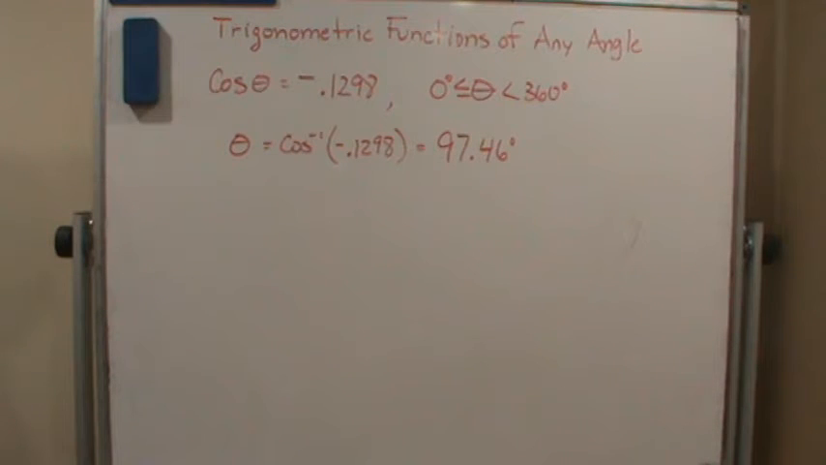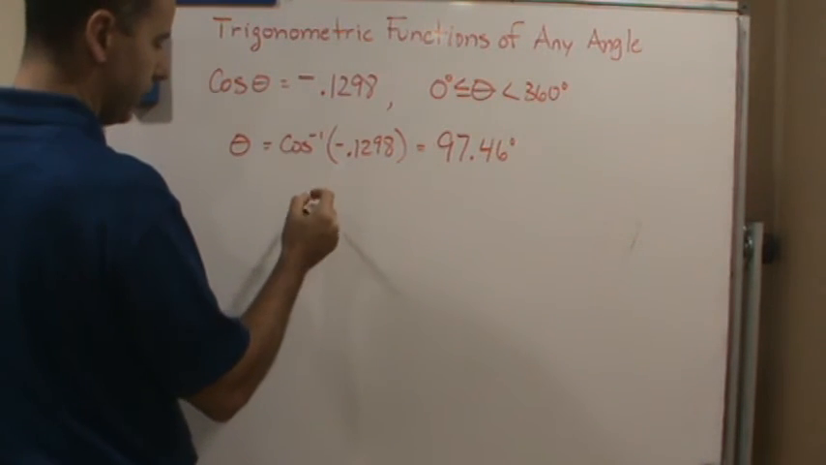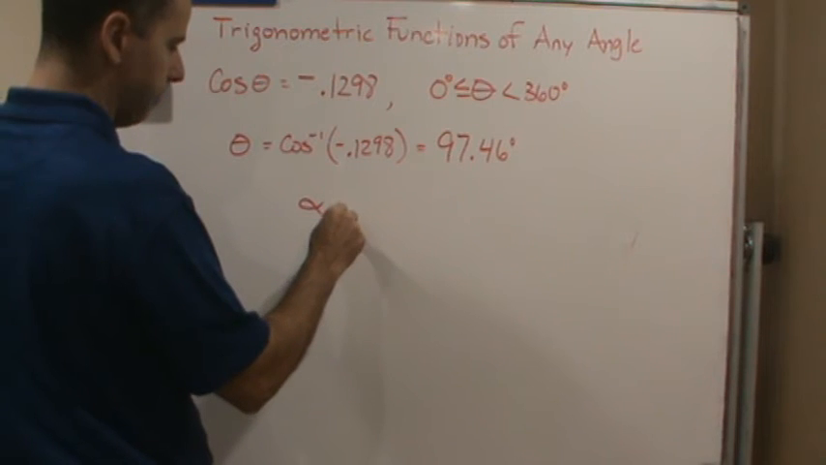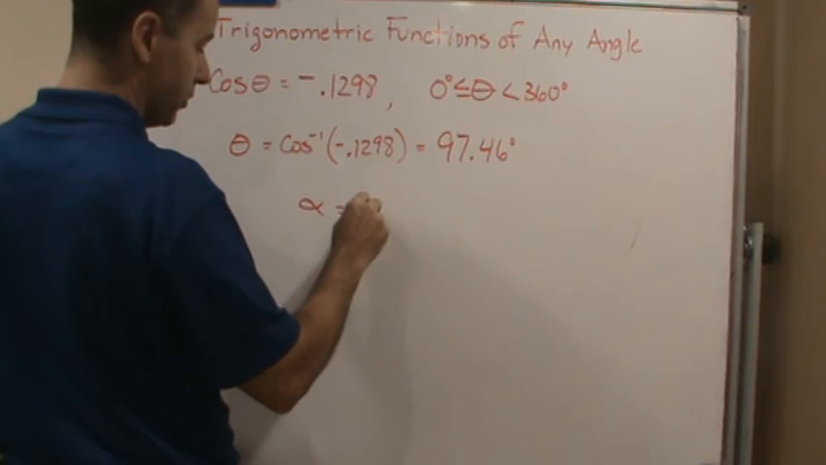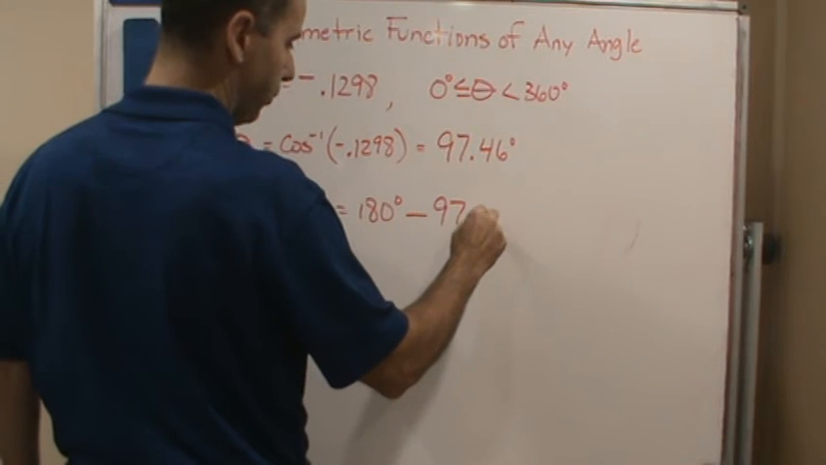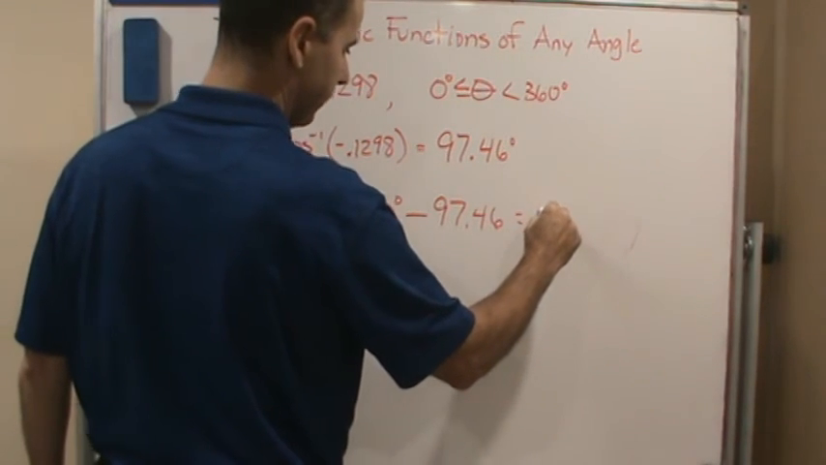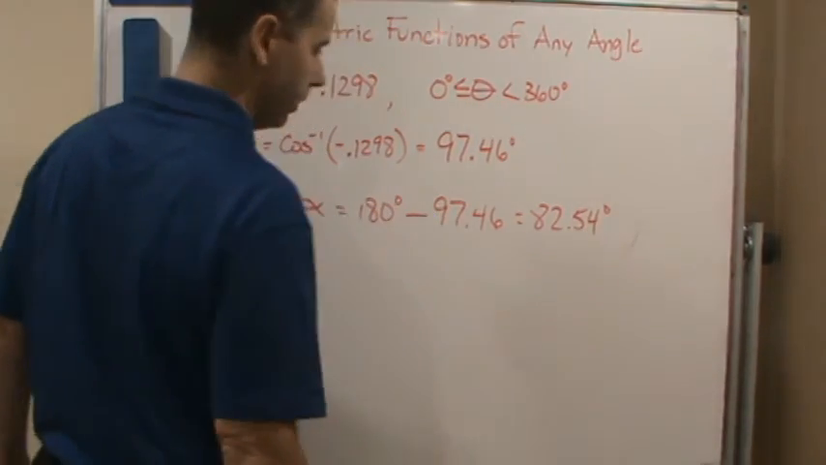Now, here's the thing. We still have to find the reference angle, because it's going to be difficult to find the third quadrant angle if we don't know the reference angle first. To find the reference angle, alpha, we take this and subtract it from 180. So we take 180 degrees minus 97.46, and that's going to give us 82.54 degrees.